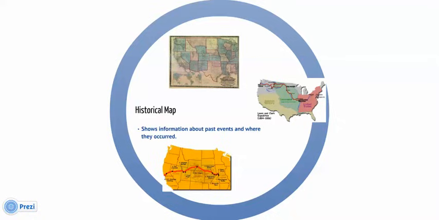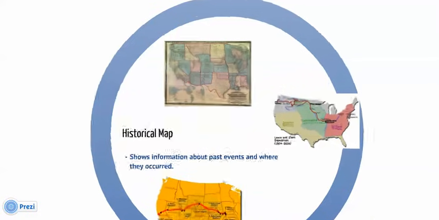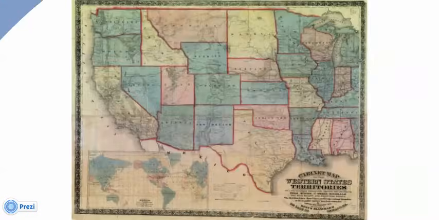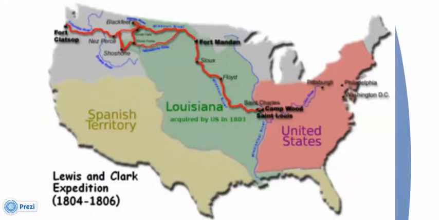And the last type of map we're going to look at today is a historical map. Historical maps show information about past events and where they occurred. Does that look like the current United States? No, of course not. It doesn't even have North and South Dakota here. It just has the Dakota Territory. So this is not a current map of the United States. What it does is it shows you about a point in history, and you can use maps, historical maps, to learn more about history.